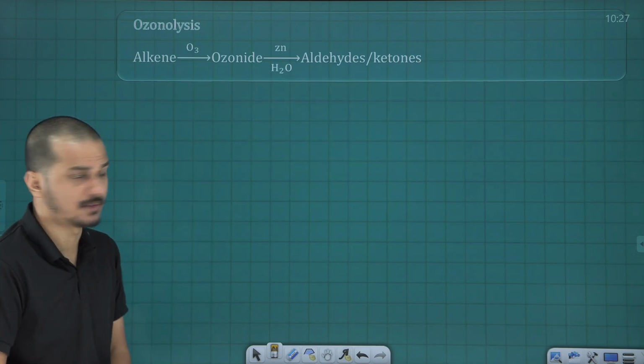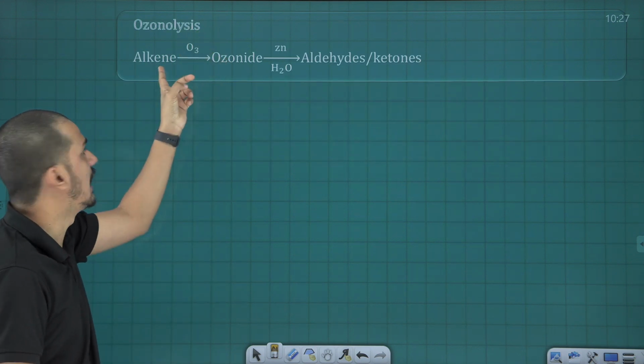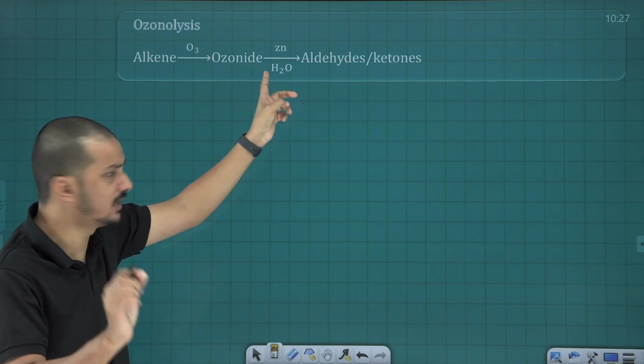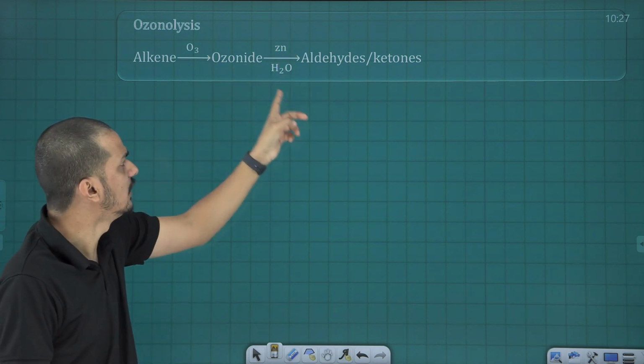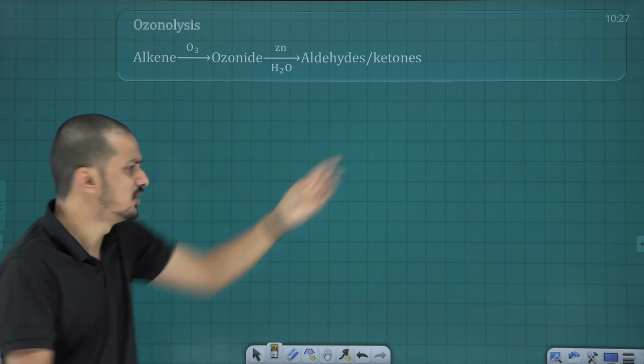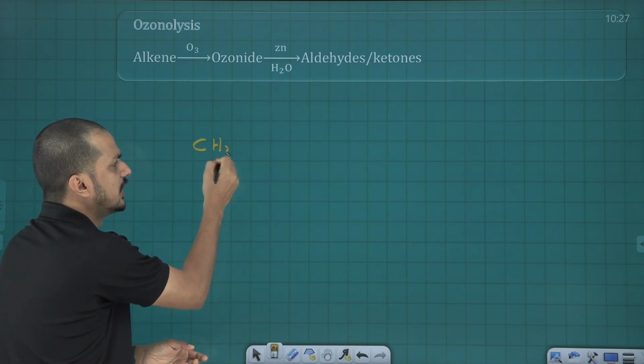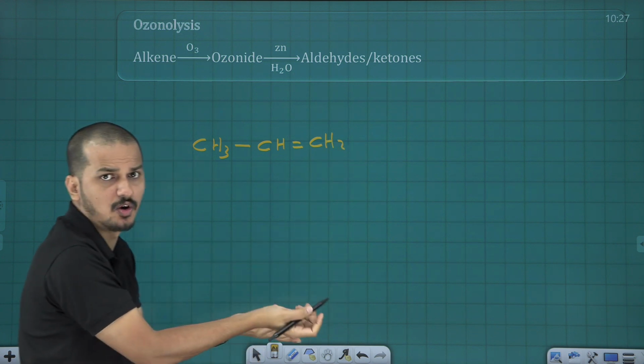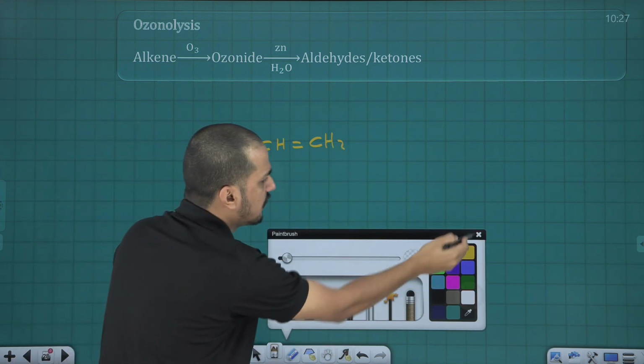First one, ozonolysis. You know the idea. You have an alkene, and you treat that alkene with ozone. That gives ozonide, which on treatment with zinc and water gives you an aldehyde or ketone. You can find the answer easily. You can simply do it like this: CH3, CH double bond CH2. If you are conducting ozonolysis on this one, you can easily find the answer.